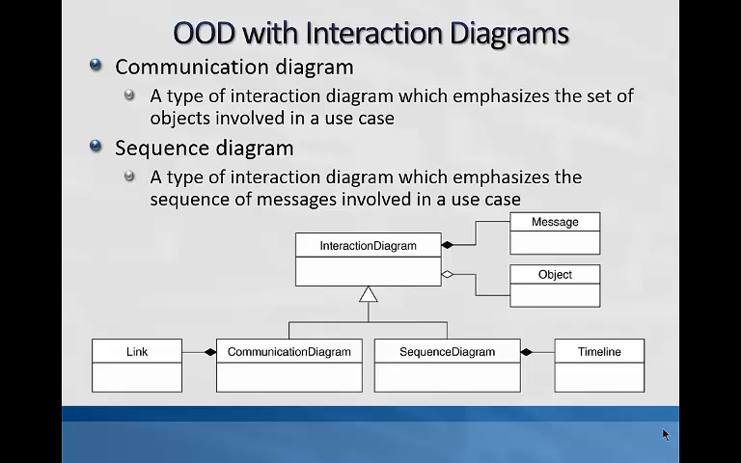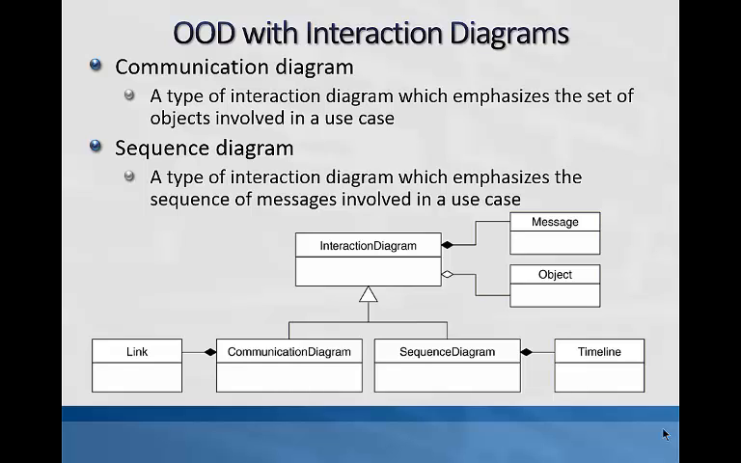A communication diagram is more of an overview of the use case. Its emphasis is on the entire set of objects involved in the use case, with less emphasis on the messages themselves. A sequence diagram, on the other hand, tends to be more focused on the details of the messages, with much more emphasis on the flow of the message sequence.